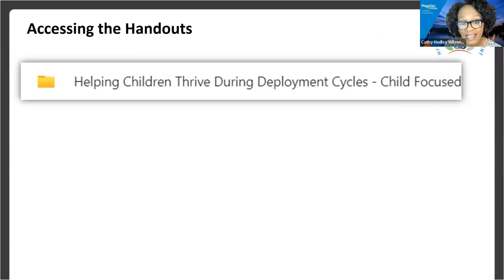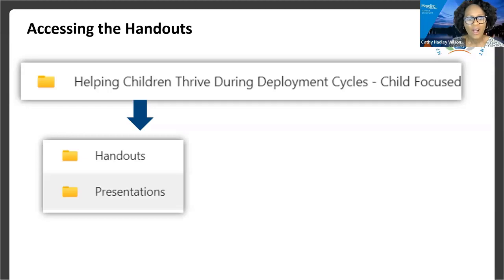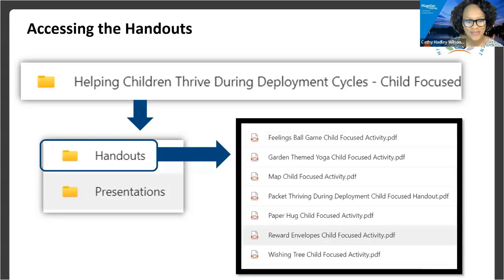Before we discuss the handouts available for this presentation, let's review how to access the handout files for this particular presentation. First, you will locate the Helping Children Thrive During Deployment Cycles folder alphabetically. On the page that appears next, you will see a handouts folder and a presentation folder. Click the handouts to see all the available handouts that correspond with this presentation.